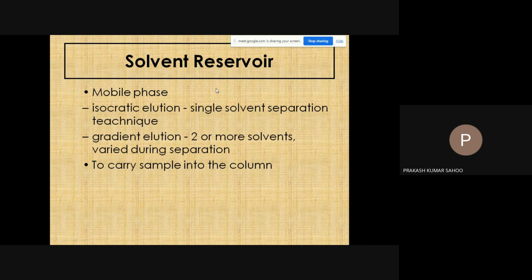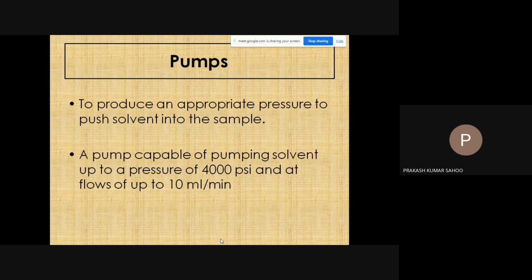The solvent reservoir is treated as the mobile phase. It is isocratic elution, that is the same composition, a single solvent separation technique. Then we have gradient elution, where two or more solvents vary during separation. This is gradient distribution to carry sample into the column. So these things are there in your solvent reservoir part to carry sample into the column, with the help of a pump. So what is a pump? To produce an appropriate pressure.